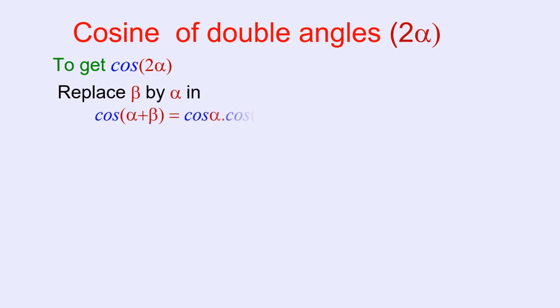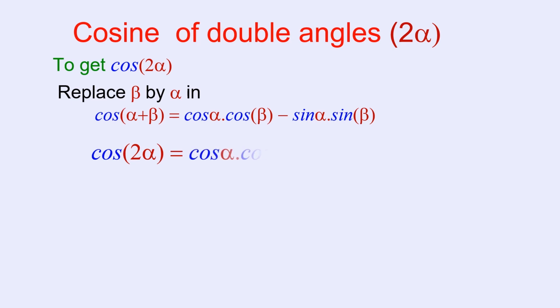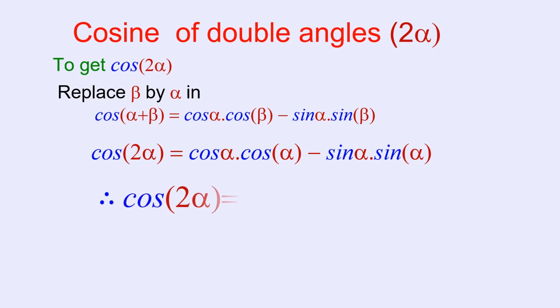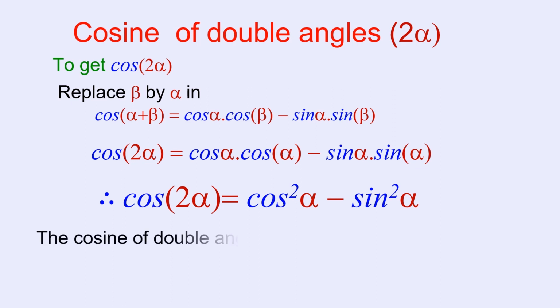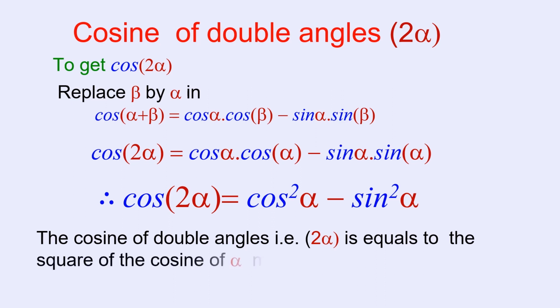Cosine of double angles, 2 alpha. To get cos 2 alpha, replace beta by alpha in the formula of cosine of alpha plus beta. We get cos of 2 alpha equals cosine squared alpha minus sine squared alpha. That is, the cosine of double angles, or 2 alpha, is equal to the square of the cosine of alpha minus the square of the sine of alpha.